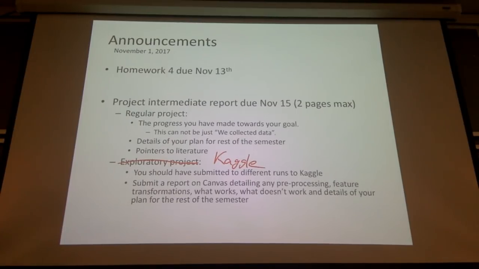And wrap up this report with some sort of a plan for what you're going to do the rest of the semester. The rest of the semester is really just another month. So what's your plan for the rest of the semester? How do you plan to go about it? Some of the exploratory projects are in a group of two people. So just so that I understand who does what, at this stage, I want you to tell me how you're going to split the responsibilities so that I know who does what. Okay? Any questions?